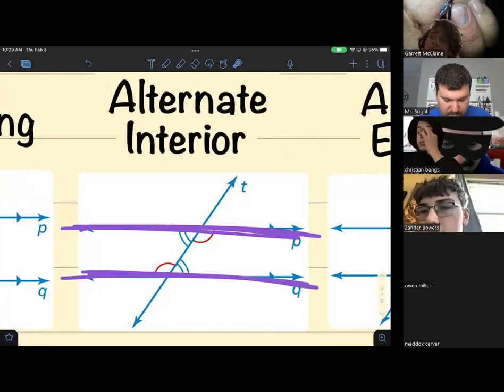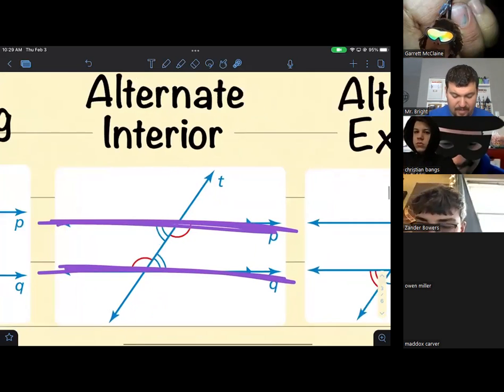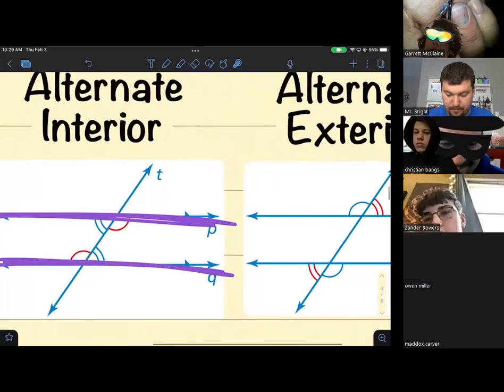So these 2 red angles are alternate interior, and the 2 blue angles are alternate interior. And so they're also congruent. They even look like they're the same size. Looks like the exact same angle, just kind of rotated.